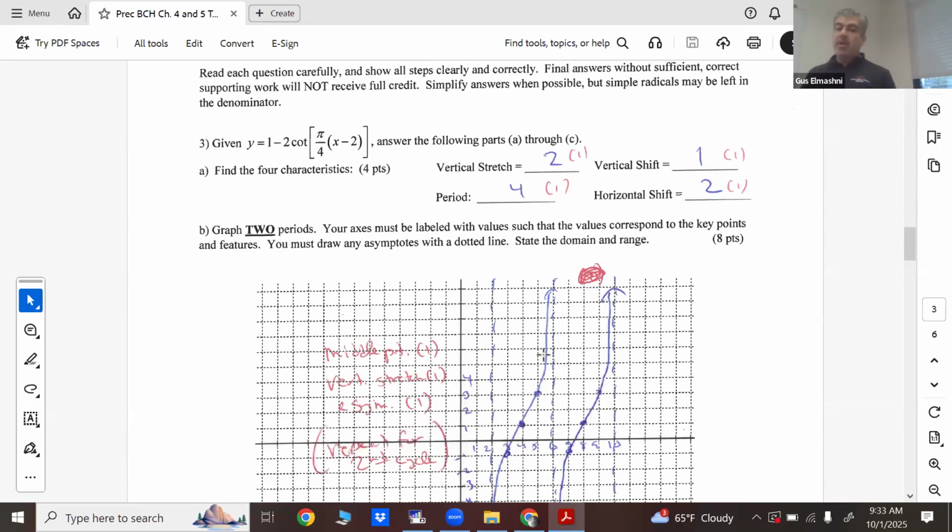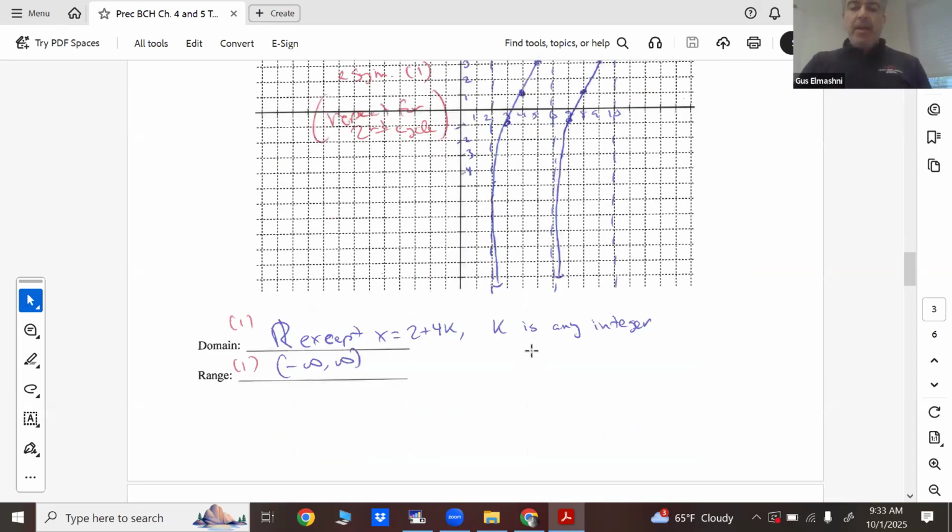What I was looking for is to make sure you had two cycles and the asymptotes in the right place. The key points would be the point in the middle and then the stretches, called the quarter points, between the first asymptote and the middle point, and between the middle point and the second asymptote. So try to show that stretch as well.